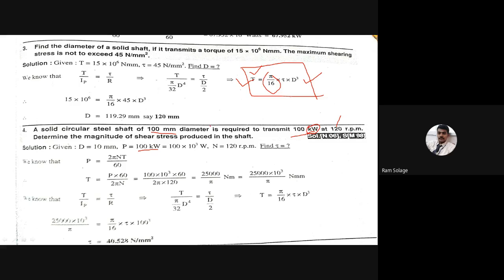At 120 rpm. Means what? N is given. 120 rpm. Determine the magnitude of shear stress. Means what? We have to find out the value of shear stress. Means what? Tau is equal to question mark. D is equal to 100 mm. P is equal to 100 kilowatt. That is 100 into 10 raised to 3 watt. N is equal to 120 rpm and tau is equal to question mark.